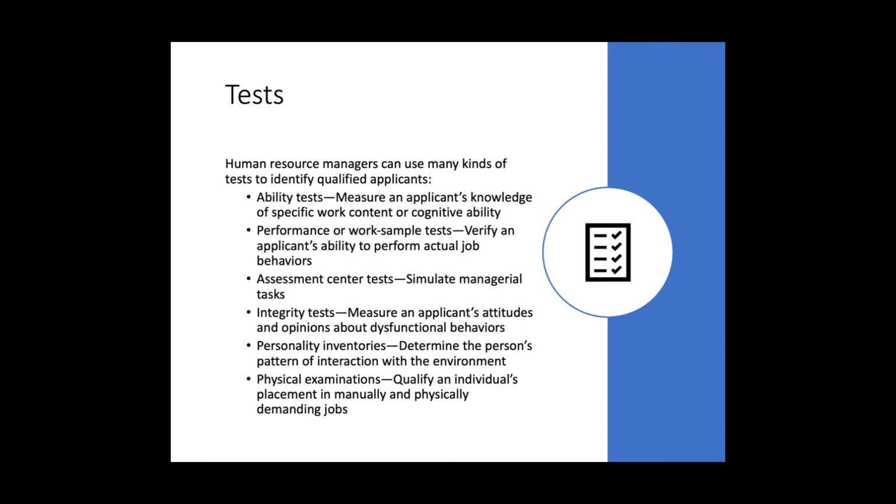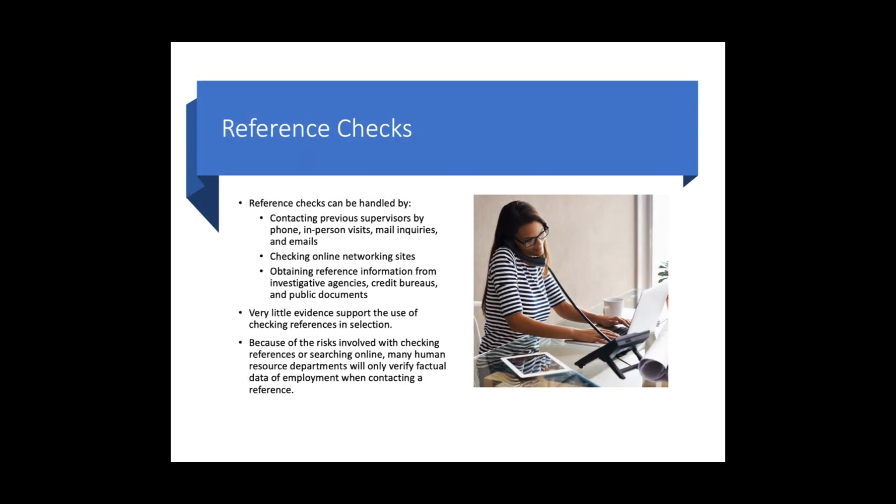There are integrity tests to measure an applicant's attitudes and opinions about corporate dysfunctional behaviors. There are personality inventories to determine the person's pattern of interaction with the individual and other interpersonal relationships. And finally, for jobs that require physical activity, there may be a physical exam to qualify an individual's placement in manually and physically demanding jobs. This is by no means a comprehensive list either, right? This is just a representative set of six types of tests that may be given depending on the role at hand. Now we can talk a little bit about reference checks.